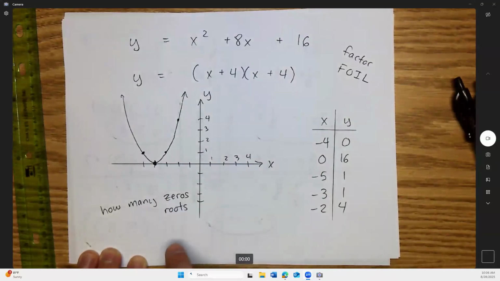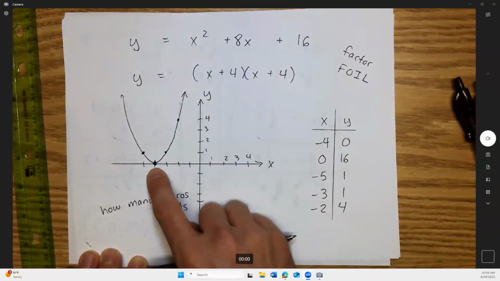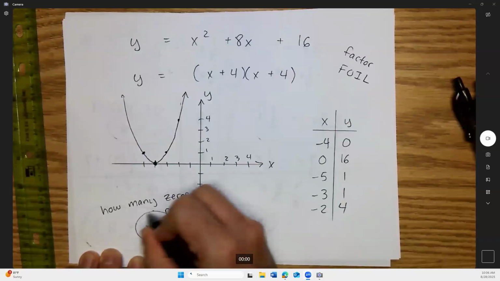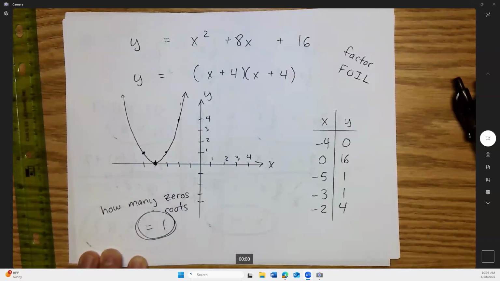Okay. And guys, what's the answer to that question? How many times does it either cross or touch the x-axis? Yeah, just once, because the vertex just barely touches it right here. So the answer would be 1. Right. And there's another way you can also determine that from the quadratic formula.